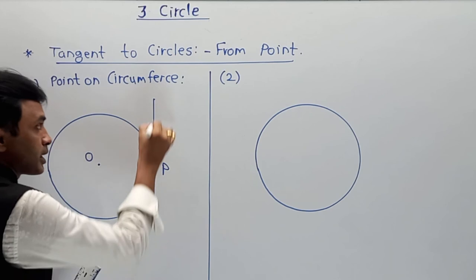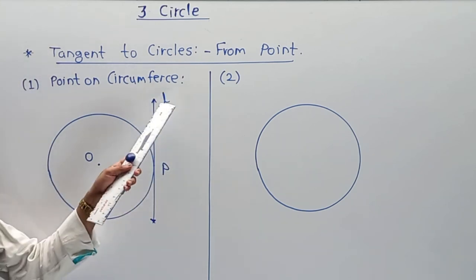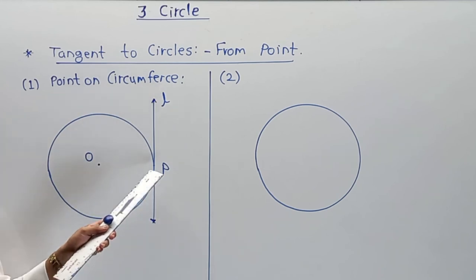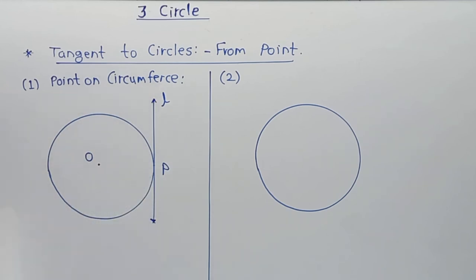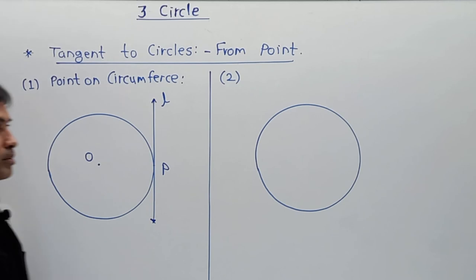So you can see that I have drawn one line, let us say L. This line L is tangent to the circle at point P when P is on the circumference of the circle. So you can draw one and only one tangent when the point is on the circumference of the circle. Now the second condition: if the point is not on the circumference but outside the circle.